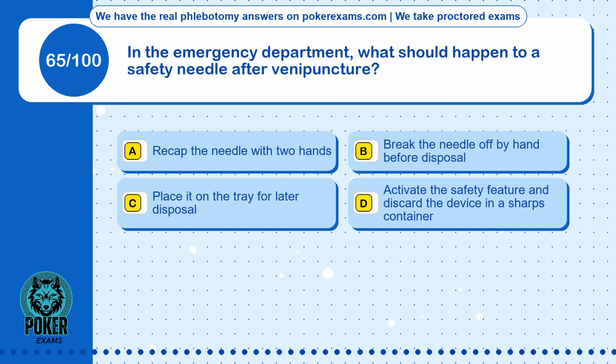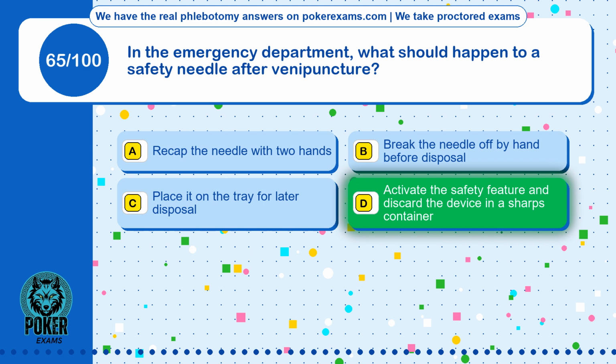Question 65. In the emergency department, what should happen to a safety needle after venipuncture? Option A, recap the needle with 2 hands. Option B, break the needle off by hand before disposal. Option C. Place it on the tray for later disposal. Option D. Activate the safety feature and discard the device in a sharps container.